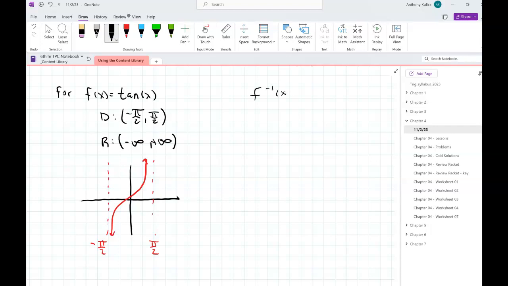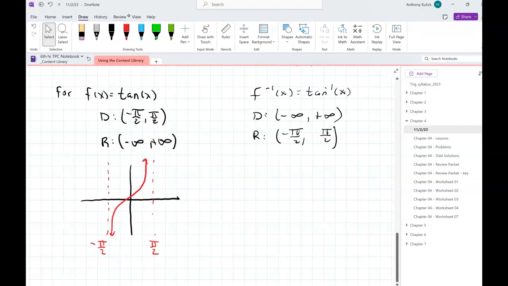So the inverse tangent then, its domain is going to be all real numbers, but its range goes just from negative pi over 2 to positive pi over 2. And again, parentheses there instead of brackets. So far, so good? Okay.